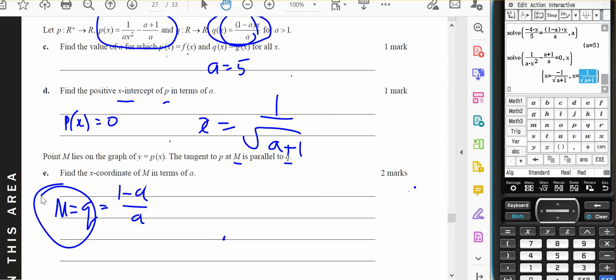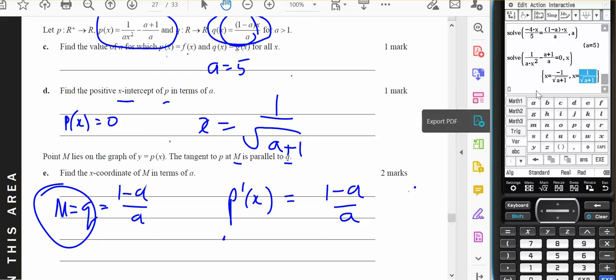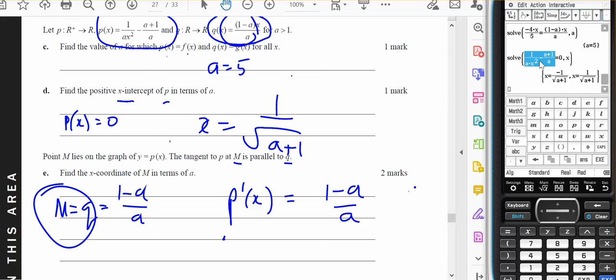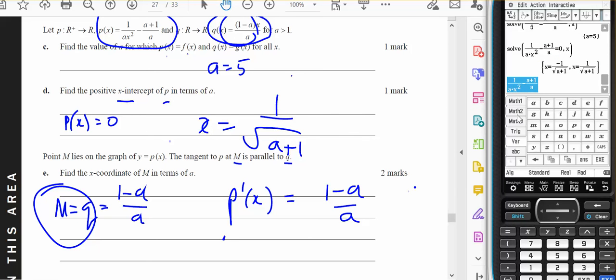So I want the tangent at P. So I want the derivative of x to equal 1 minus A on A and solve for A to find out the coordinates of M, or solve for x. Okay, so if I take this as my curve, I wish to take the derivative of that.